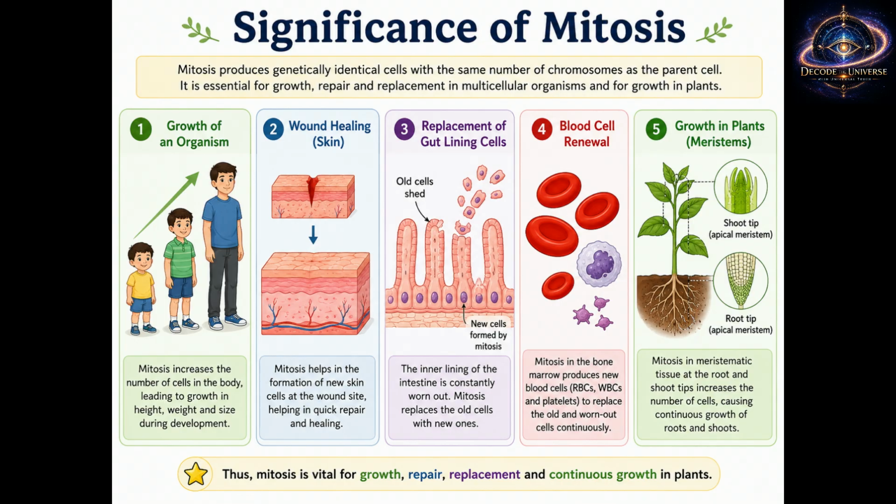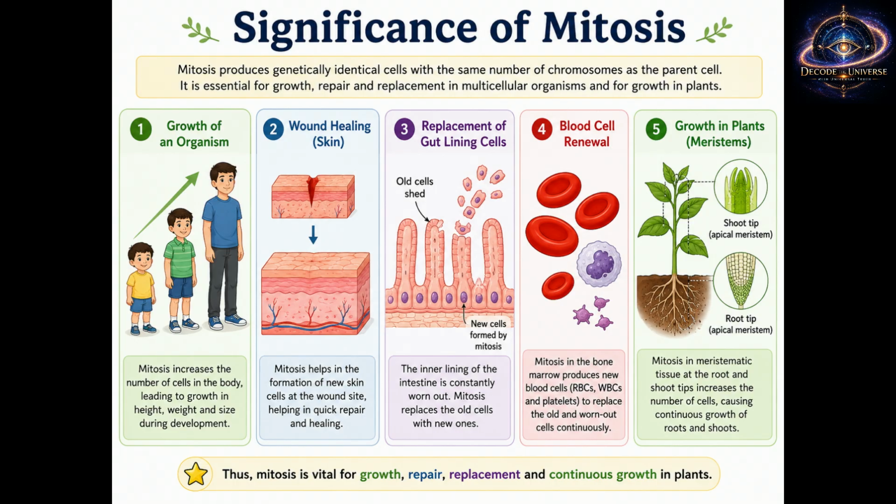Example: human body cells have 46 chromosomes. But sperm and egg have only 23 chromosomes. This happens because of meiosis. When sperm and egg fuse during fertilization, chromosome number becomes 46 again. So meiosis maintains chromosome number across generations.